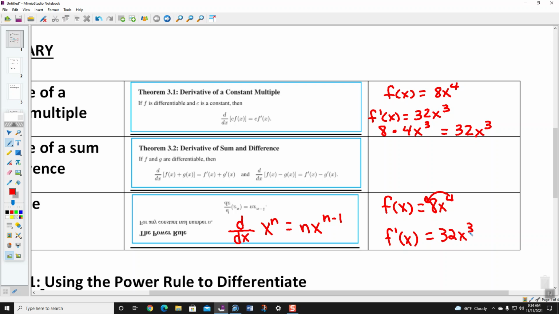Okay. And then guys, the derivative of a sum and difference, you know this already. We just haven't talked about it in these terms. But if I have some function h of x or f of x, the derivative of some function f of x plus g of x is simply f prime of x plus what?